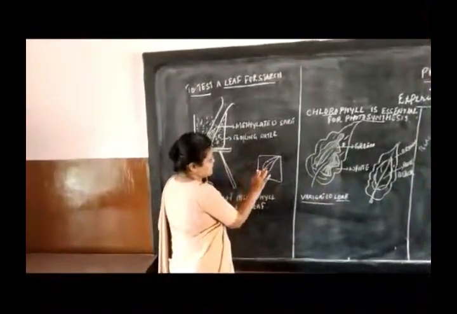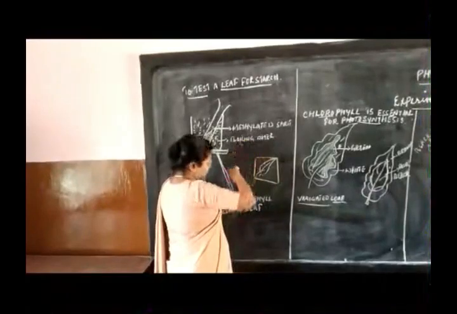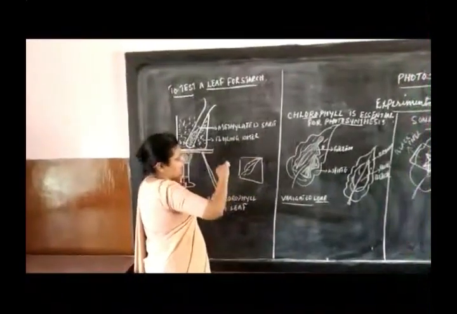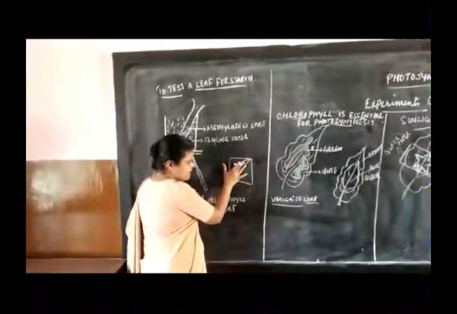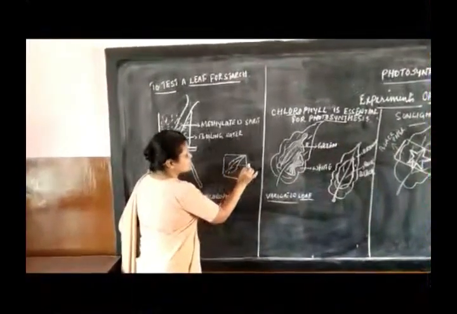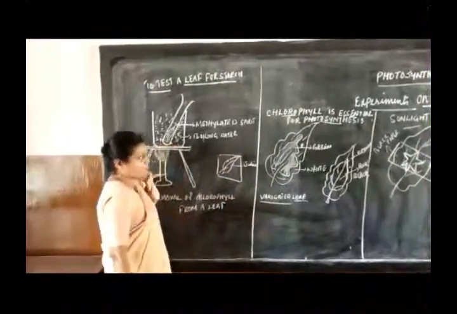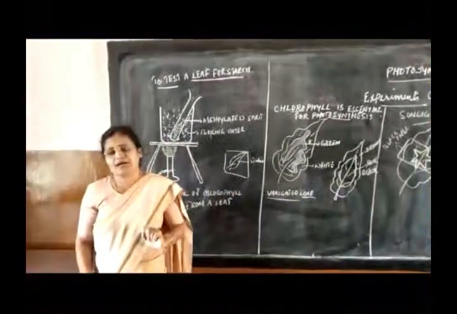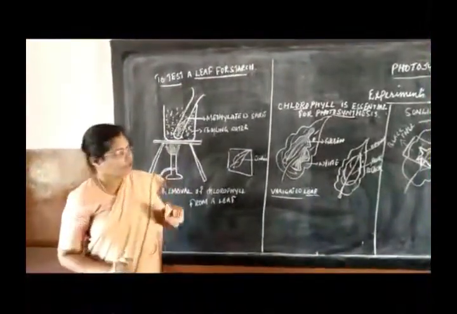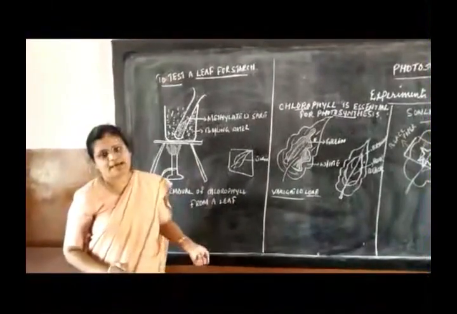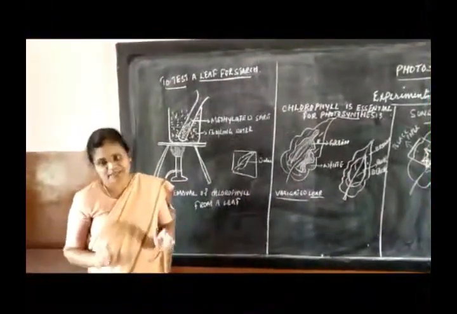Now the leaf is hard and brittle. Then we have dipped it in the hot water. After that we are placing it on a tile. Now we are pouring iodine solution. The color of the iodine solution is brown. If starch is present, it turns blue-black. If starch is not present, it remains brown.